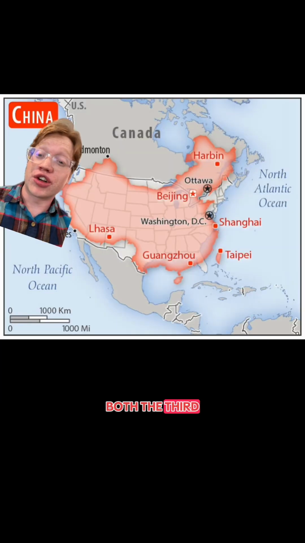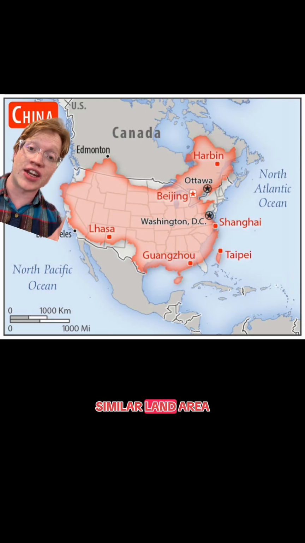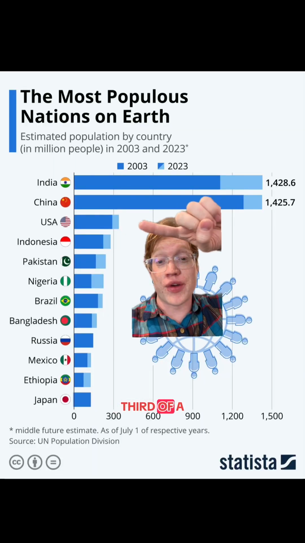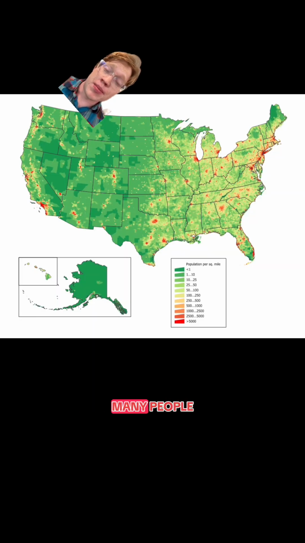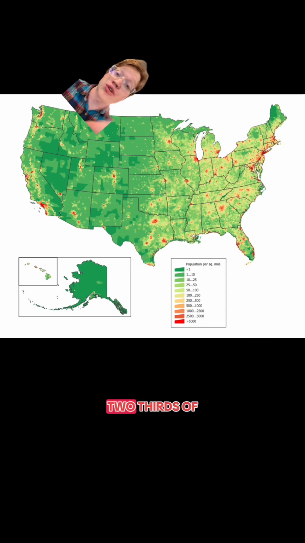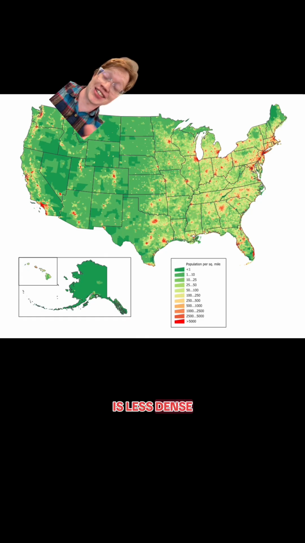The US is both the 3rd largest and 3rd most populous country in the world, with an extremely similar land area to China, and about 1/3 of a billion residents, about 4% of the world's population. Despite having so many people, America's sheer size gives it a population density of about 94 people per square mile, which is only 2/3 that of the world's land as a whole, meaning that America is less dense than average.